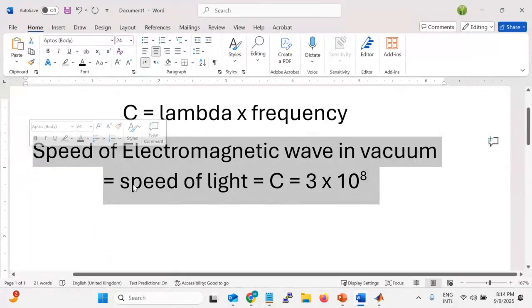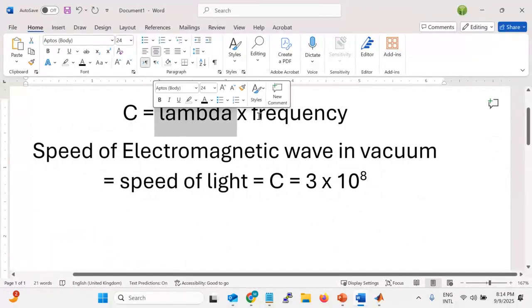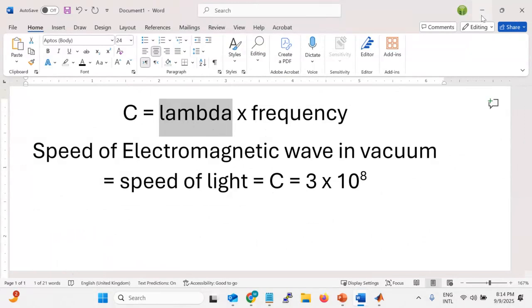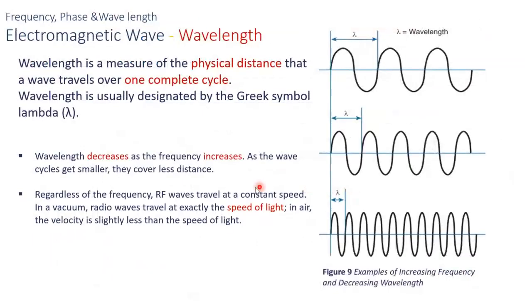So this is constant. So if lambda increases, frequency will decrease. If frequency increases, lambda will decrease. So frequency and lambda are inversely proportional to each other. In vacuum, radio waves travel at exactly the speed of light. In air, the velocity is less than the speed of light. So you can see from these three figures, as the number of cycles per second increases, as the frequency increases, lambda will decrease.